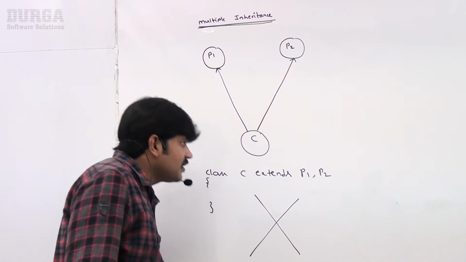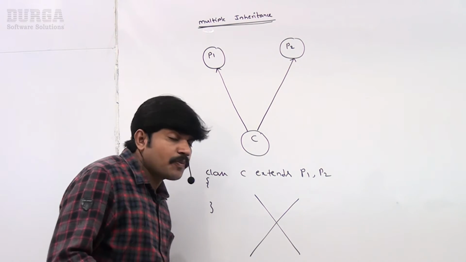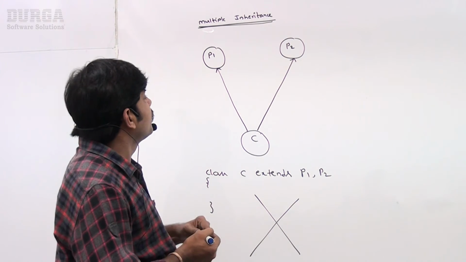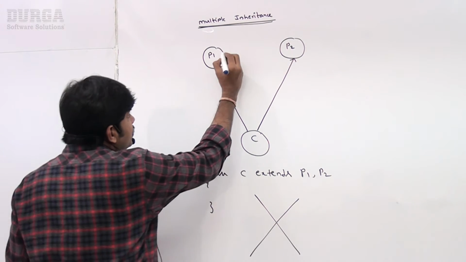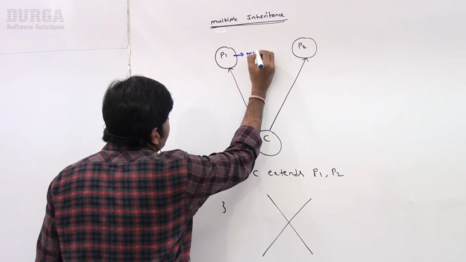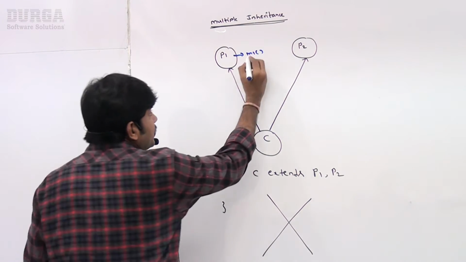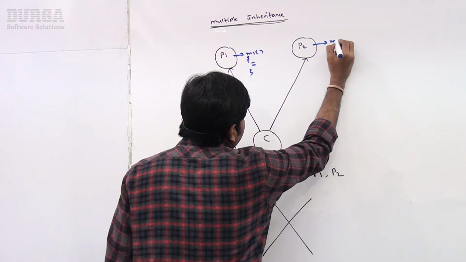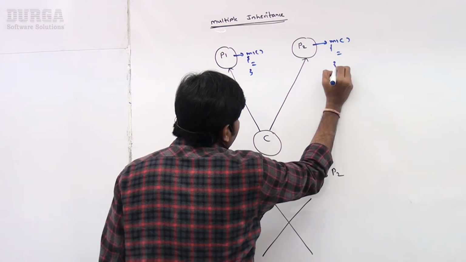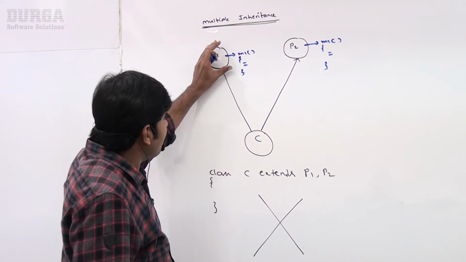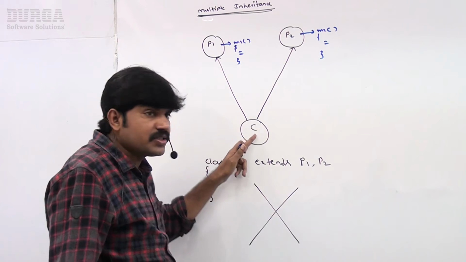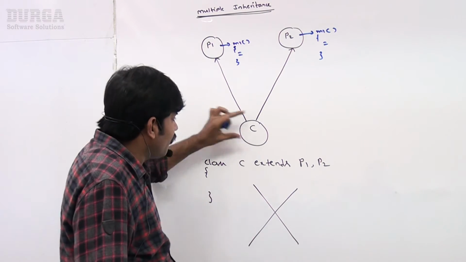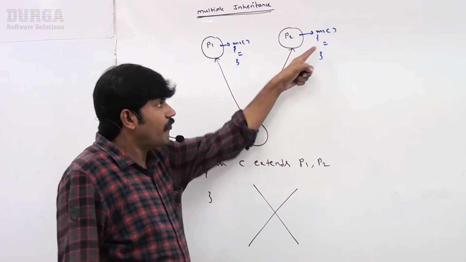Sir, now what is the reason? Why won't Java provide support for multiple inheritance? What is the reason for that? Very simple, sir. Suppose this parent class contains an m1 method, and this P2 also contains an m1 method. Sir, whatever the parent has is by default available to the child through the inheritance concept. Now from P1 one m1 is coming, and from P2 one m1 is coming.